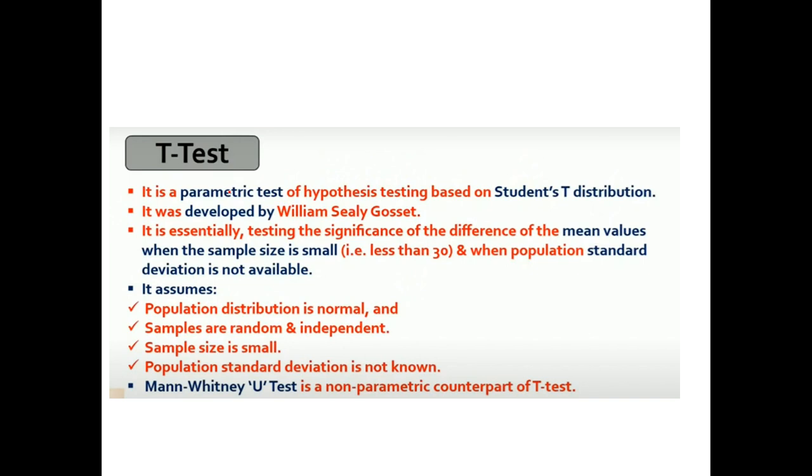This is a parametric test developed by one of the scientists, William Gosset. And it is applied when your sample size is small, that is, less than 30, and we do not have the population's standard deviation.